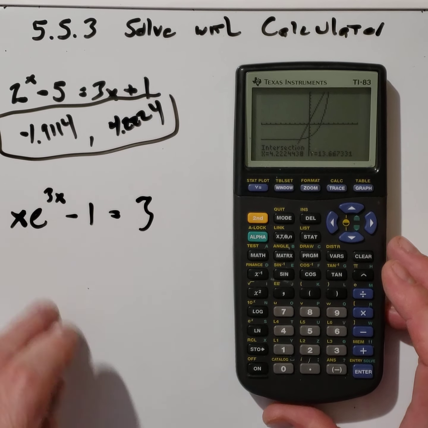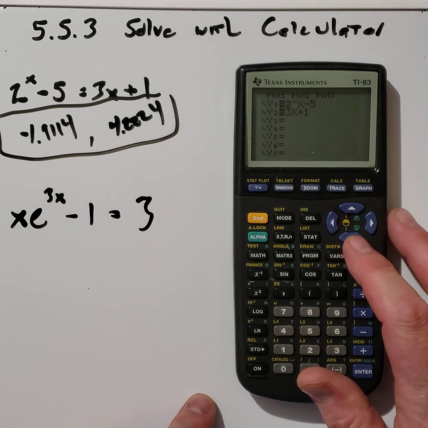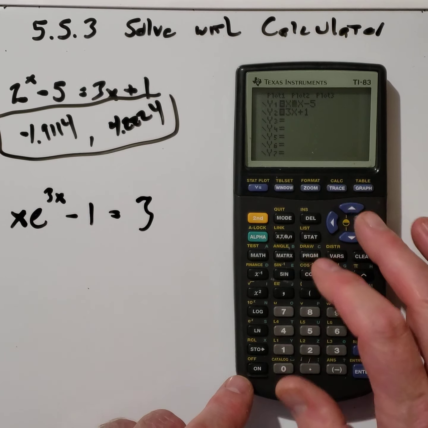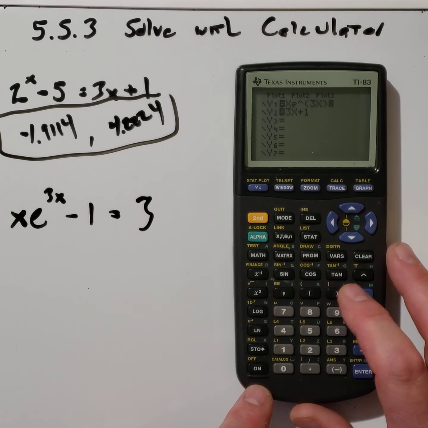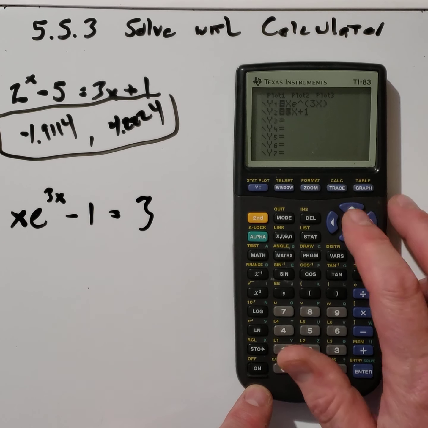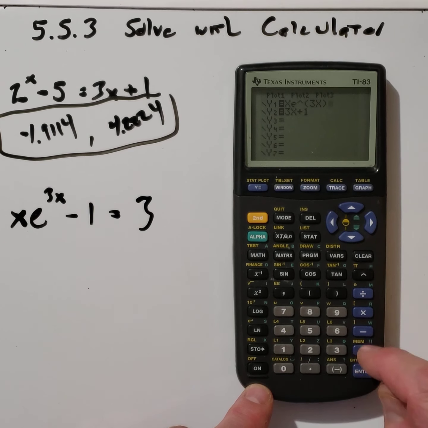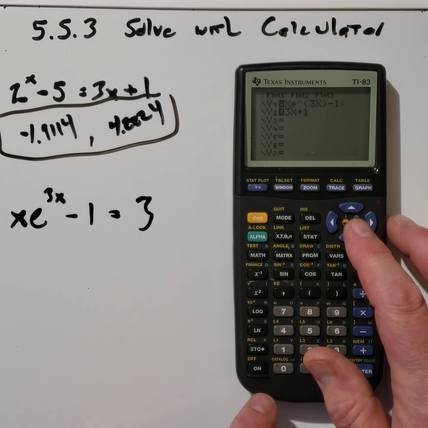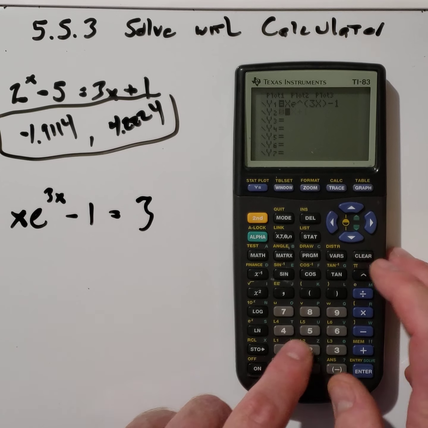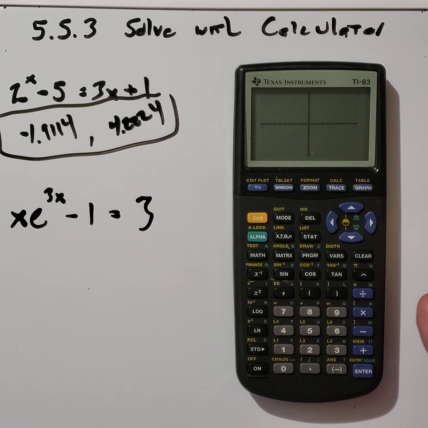Take a look at this one. I think this is the one where we run into a bit of a snag. We have x times e to the 3x, close parentheses, oops, minus 1. And then for the other one, we just have 3. This one will only have one intersection point.